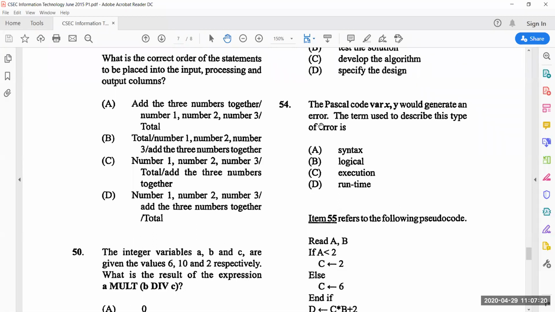54. The Pascal code VRXY would generate an error. The term used to describe this type of error is what? So basically they're saying this line here will be an error in Pascal. What kind of error will that be? Yeah, if you had to guess, syntax error. Yes, the syntax error.